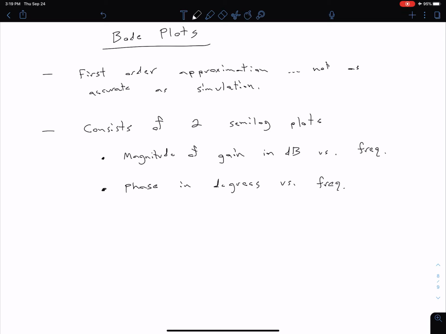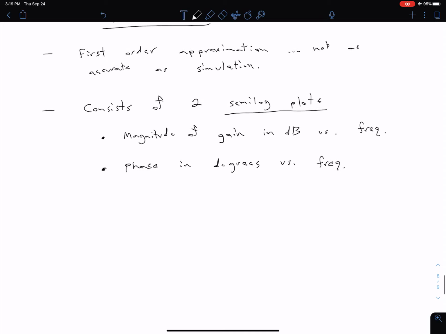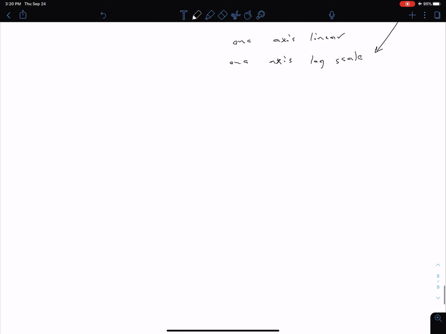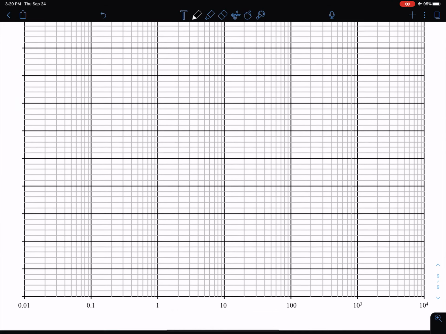Before we go further talking about our Bode plots for our transfer function, I want to address what exactly we're talking about when we say semilog. Semilog plots means that one axis is a linear scale and the other axis is on a log scale. On the next page here we can see an example of some semilog graph paper.